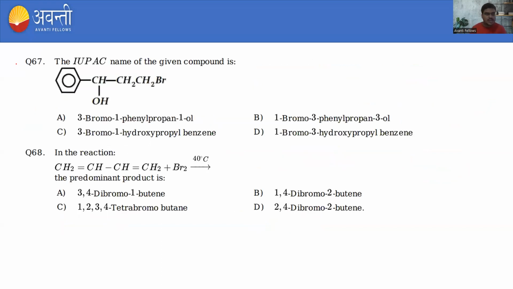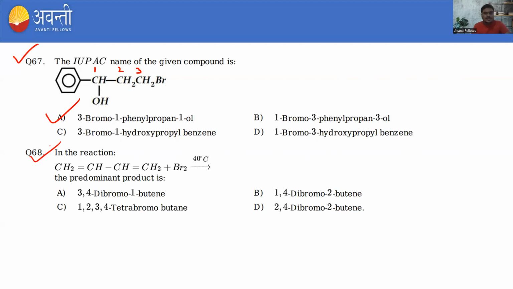Chalo. Move to question number 67. You have to find the correct IUPAC name of the following compound. So let me write the correct IUPAC name. OH is a functional group, so the numbering is 1, 2, and 3. At 3 we have a bromo, and at 1 we have a substituent like phenyl. So just write 3-bromo-1-phenylpropanol. So this is the correct IUPAC naming. This is very simple.